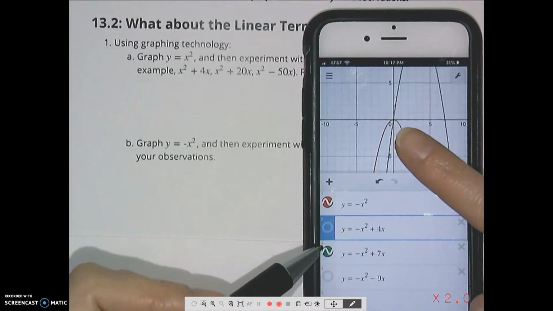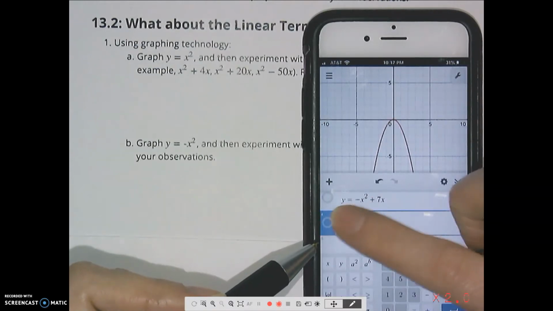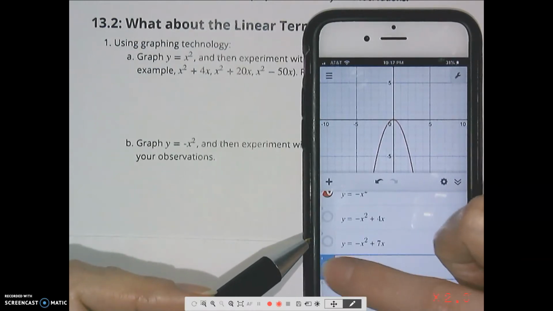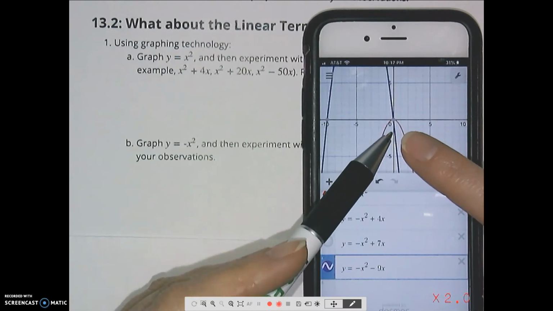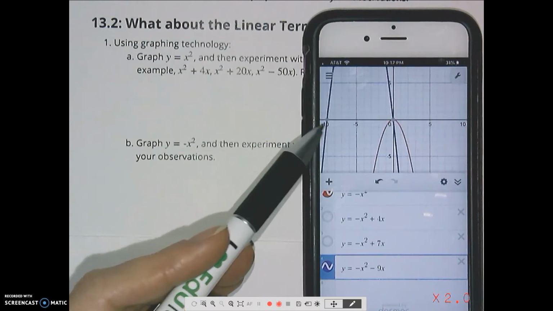So here we cross at the origin, and now we cross at positive 7, which we have here. And then the last one, let's see if it works there as well. If we turn that function on, it crosses at the origin, and then it also crosses at negative 10, which is over here.